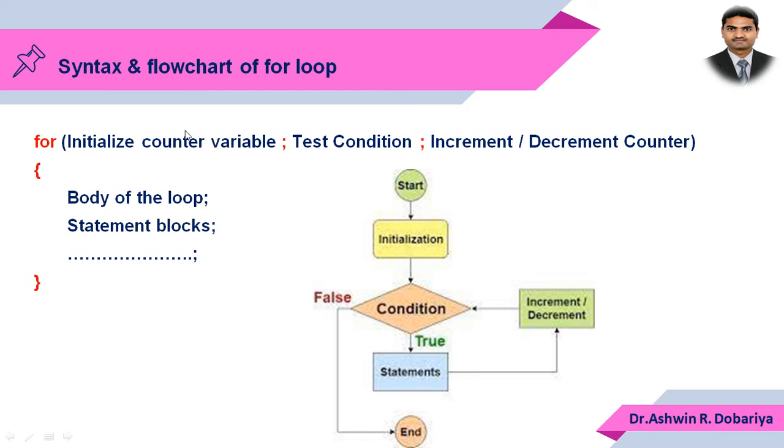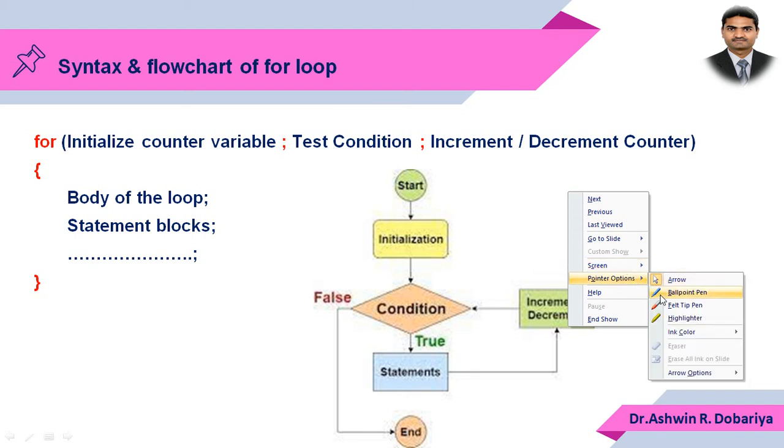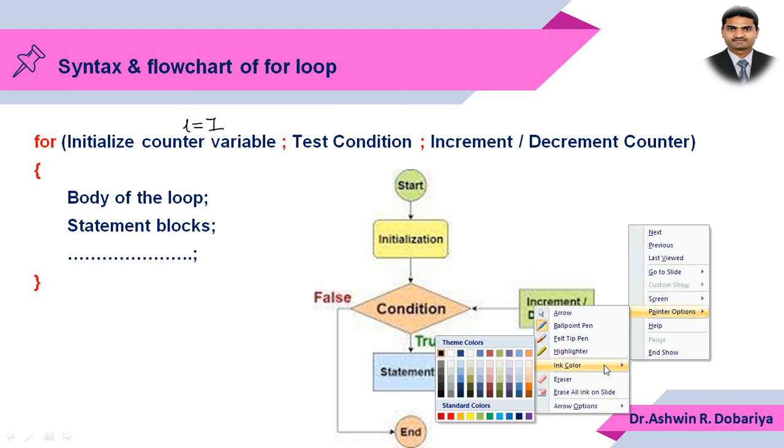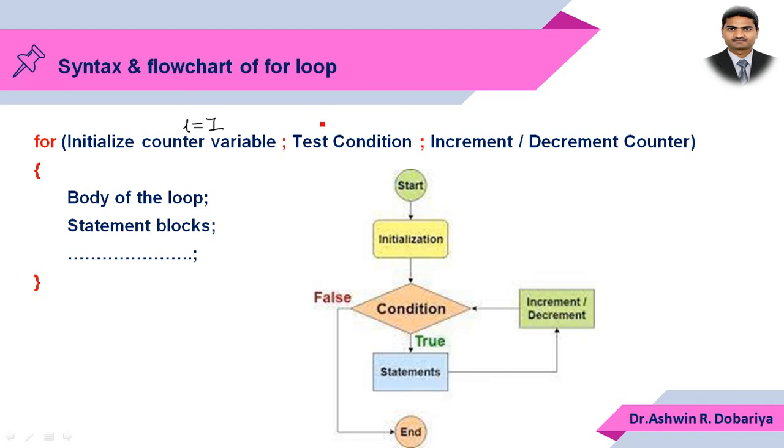So according to the initialization you have to mention the condition. Suppose I give an example over here: the counter variable we are starting, for example I is equal to 1, and suppose we want to execute this loop up to 10 times. Then here we have to mention the condition I less than or equal to 10. So what does it mean? First time I is 1, then it checks 1 is less than 10, yes, the condition becomes true, and then it will execute its block.